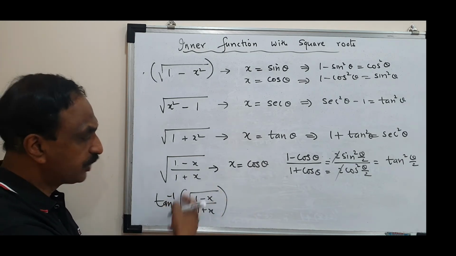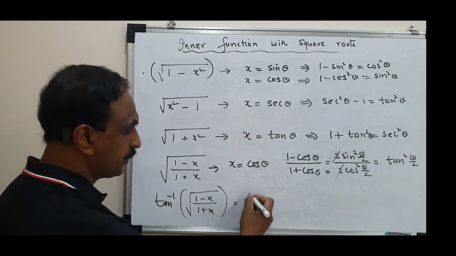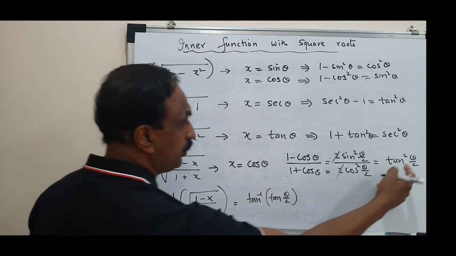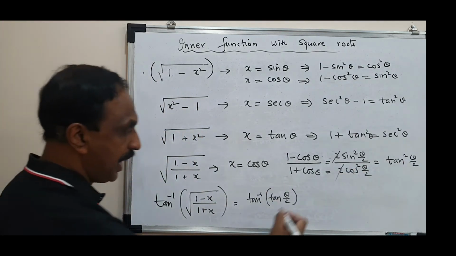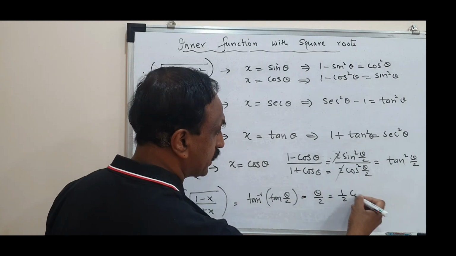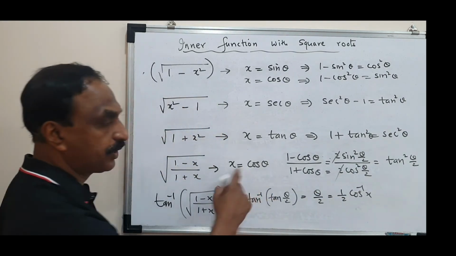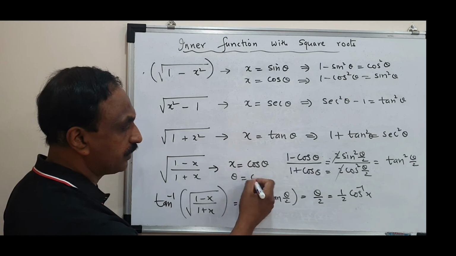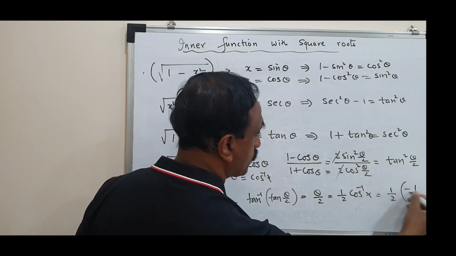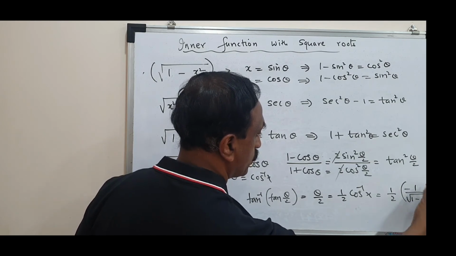So this will become tan inverse of tan theta by 2. How theta by 2? The square root and square went away. And this will turn to theta by 2. And theta is nothing but cos inverse x. So now the derivative is very simple. So 1 by 2 into minus 1 upon root 1 minus x square. So that will be the derivative.